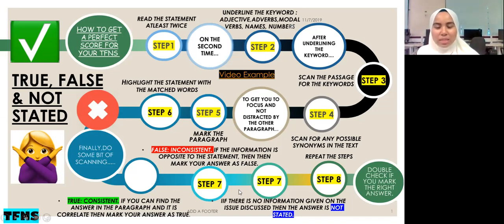I hope you understand the steps that I've been explaining to you, but I do understand if some of you might confuse false and not stated. However, you have to really understand the difference: false is that the information given in the text is inconsistent with what was written in the statement. But if it is not stated, there is no information. If you cannot find even one piece of information that was written in the statement, then it can be considered as not stated.